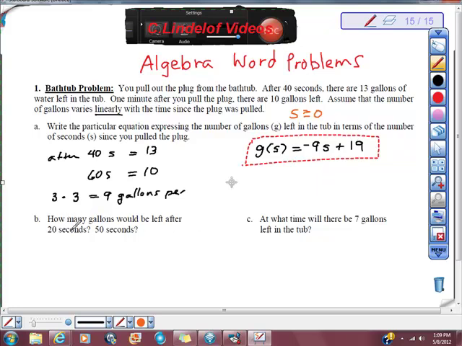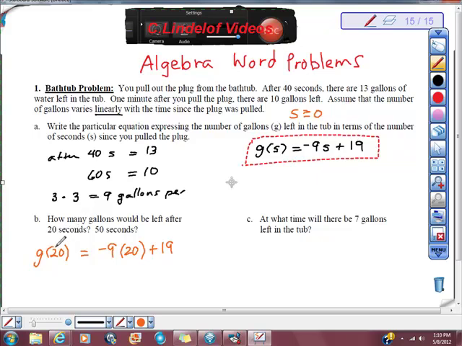How many gallons would be left after 20 seconds or 50 seconds? So do we want G of 20? That would equal negative 9 times 20 plus 19. That water must be leaving awfully fast, right? Because we have like negative water now. It's extra dry in the tub, I guess. What's wrong with this G of 20?